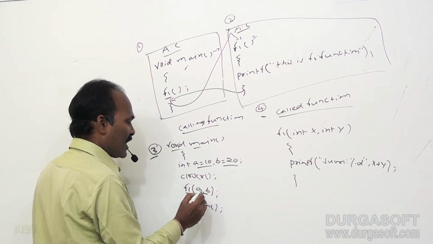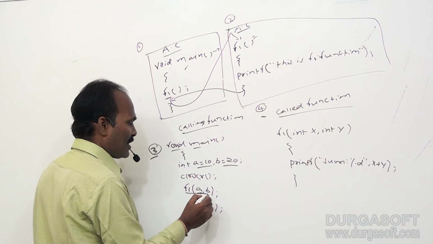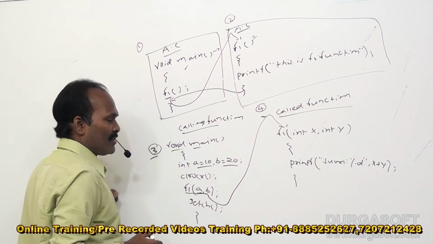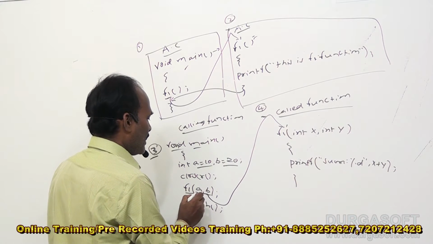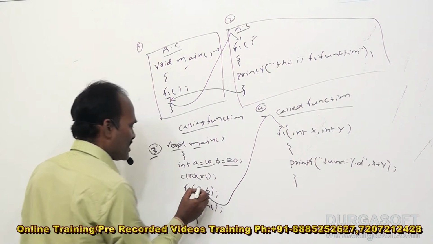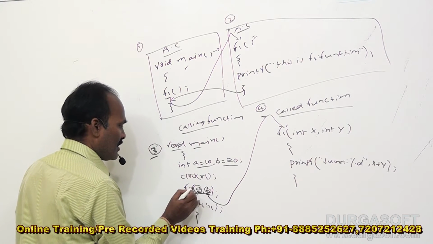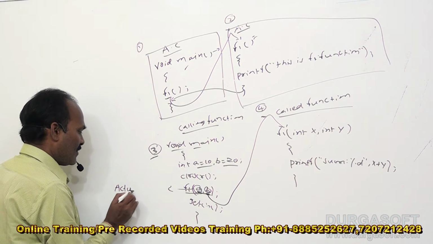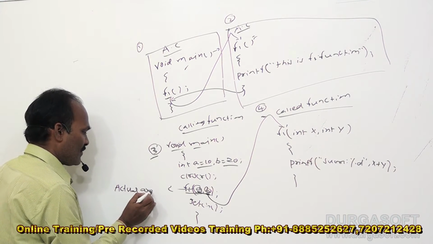The moment the compiler encounters F1, automatically the control is shifted to F1. Here we are passing a comma b. So this a and b are called actual arguments.